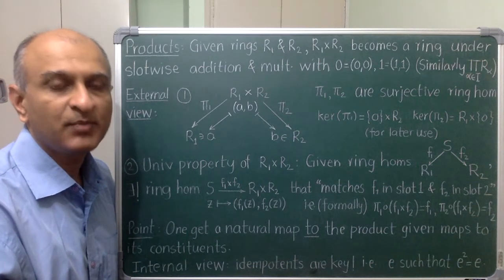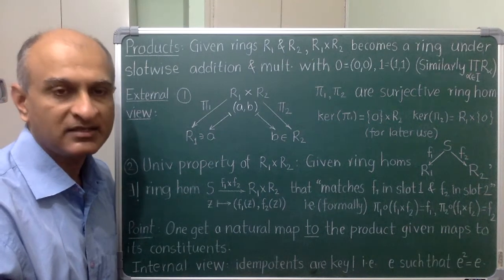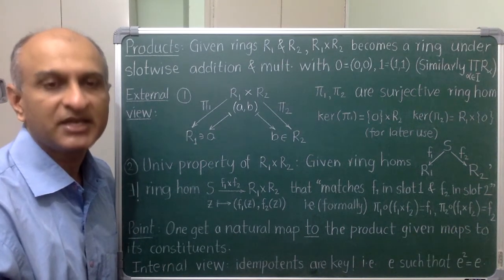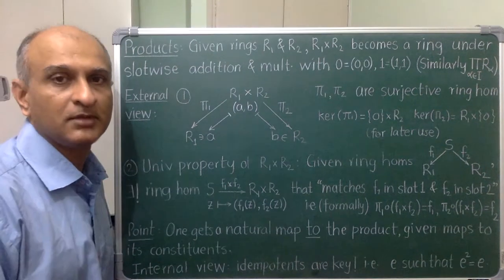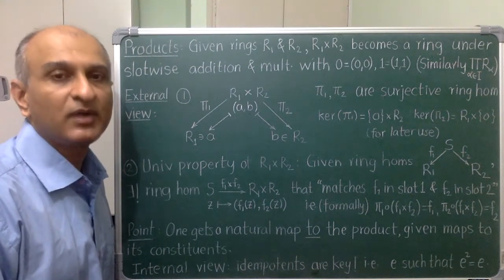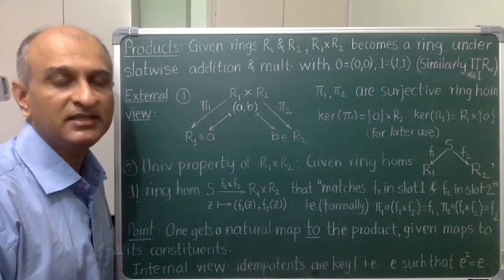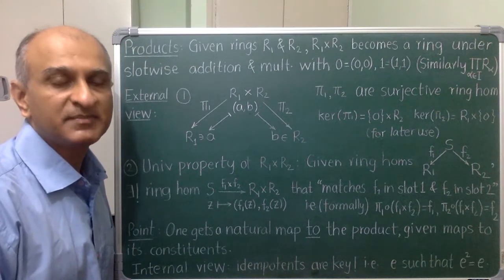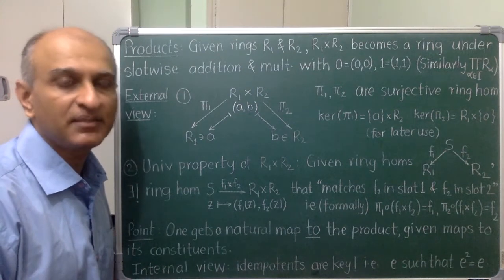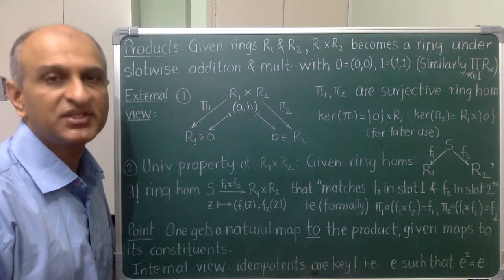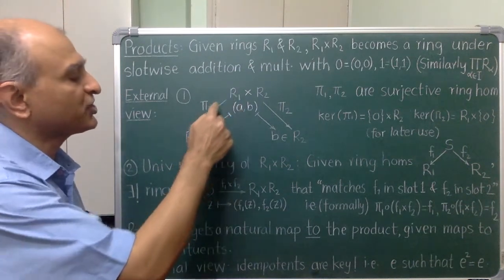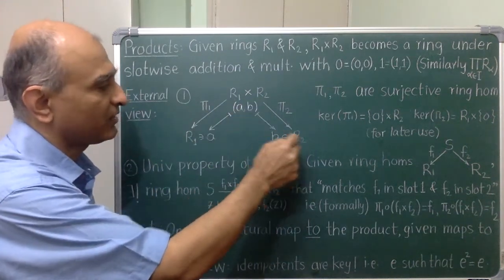For us, the main point of products is to characterize them in terms of idempotents and see how they come up in connection with the Chinese remainder theorem. To reach our goal, we need to understand products both internally and externally. Let's begin with the external view. This means I do not look so much inside the product but at the maps in which it participates. The very first such maps are projections onto R1 and R2.